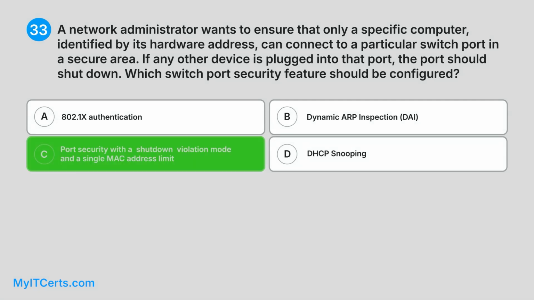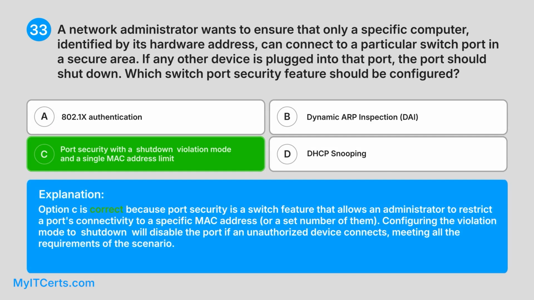Correct answer, C. Port security with a shutdown violation mode and a single MAC address limit. Explanation. Option C is correct because port security is a switch feature that allows an administrator to restrict a port's connectivity to a specific MAC address, or a set number of them. Configuring the violation mode to shutdown will disable the port if an unauthorized device connects, meeting all the requirements of the scenario.